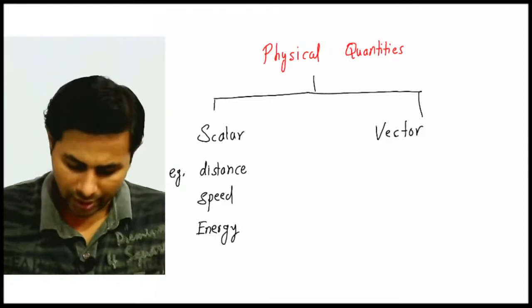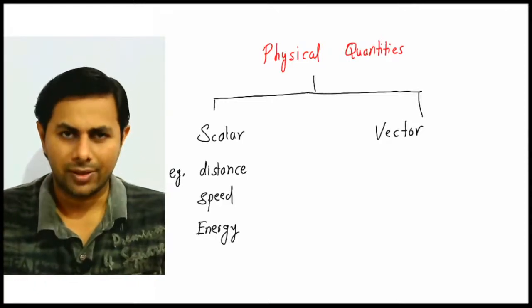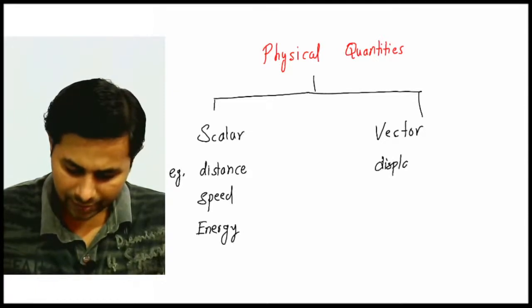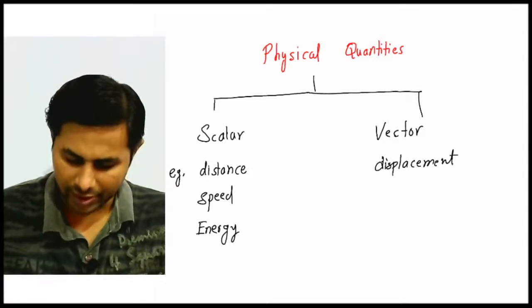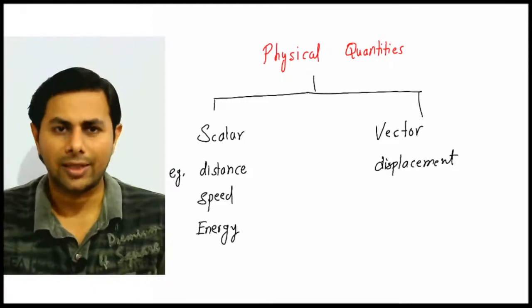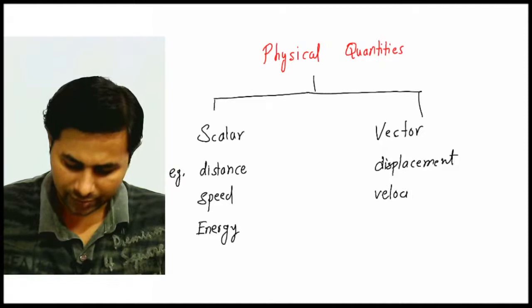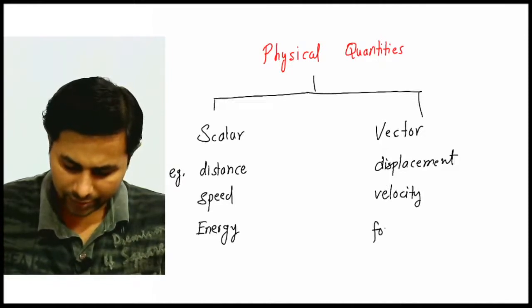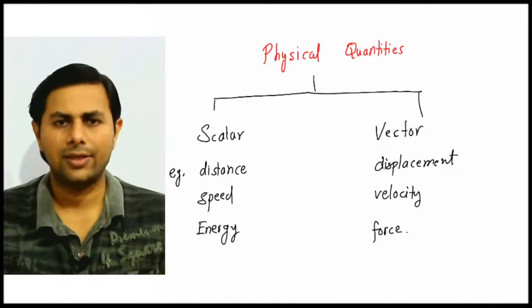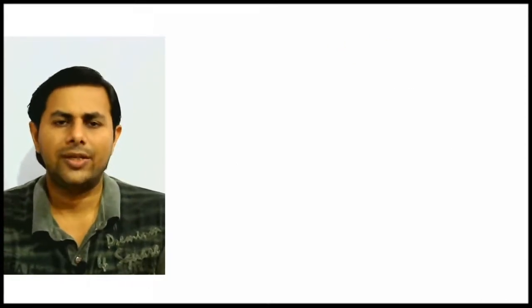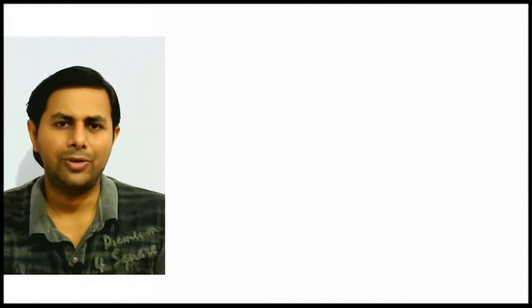Now, if we talk about displacement of an object, then displacement is a vector quantity because it has magnitude as well as direction. Similarly, velocity, force, all these are vector quantities as they possess magnitude as well as direction. Now vectors are represented by arrows in space.